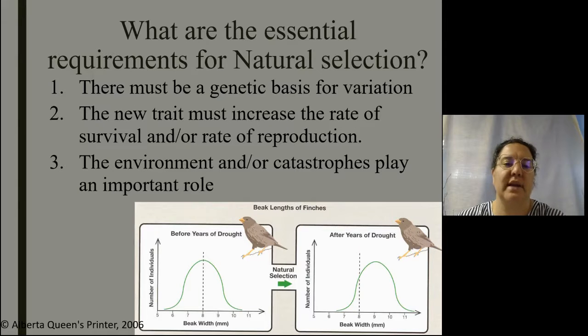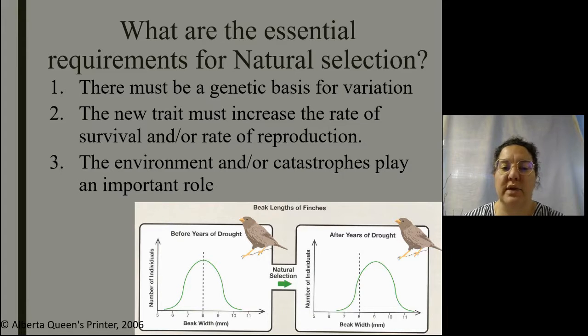So in order for natural selection to occur, there must be a genetic basis for variation. This can't be, for example, in humans, the fact that people can dye their hair. That doesn't actually change your genetics, so it's not necessarily a requirement for natural selection. But in the animal kingdom, for there to be natural selection, there must be a genetic basis for the different traits, so the different bird beak sizes.